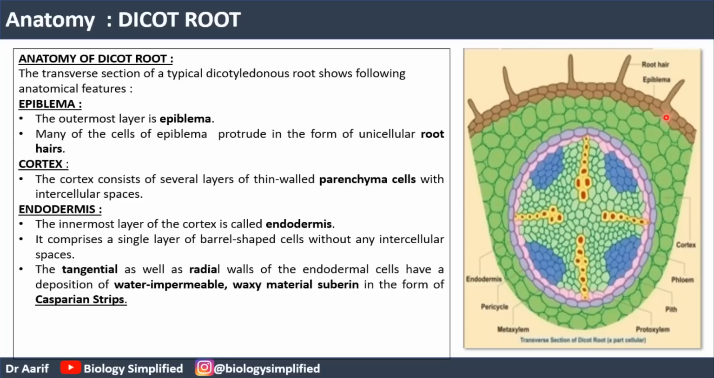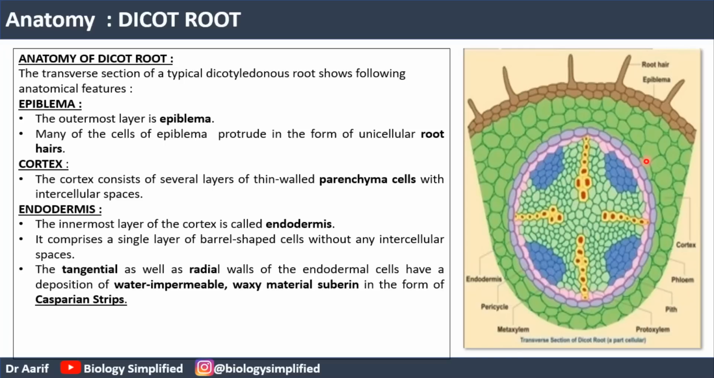Now, just next to the epiblemma, below the epiblemma, we have the cortex. The green colored cells, if you see, are the cells of the cortex. Again, they are made up of parenchymatous cells. Obviously, being parenchyma, they will have intercellular spaces, as you can see in the diagram. Moving beyond that, after the cortex, can you see this purple ring, the purple colored cells? Those are the endodermis.